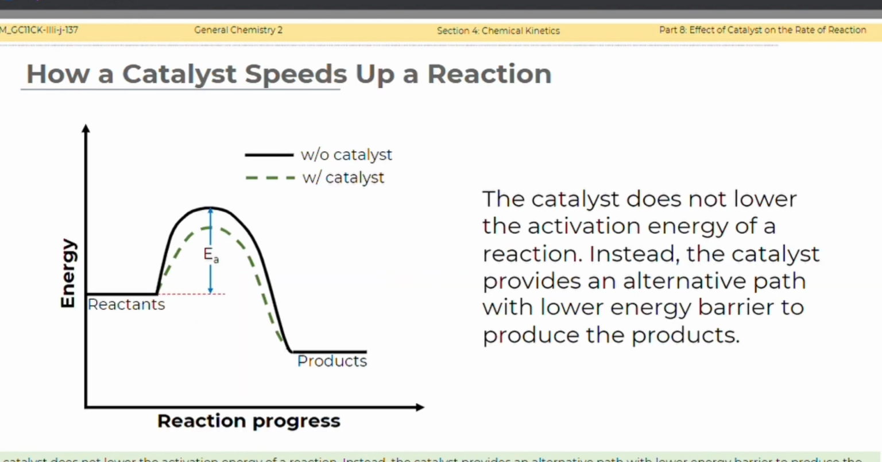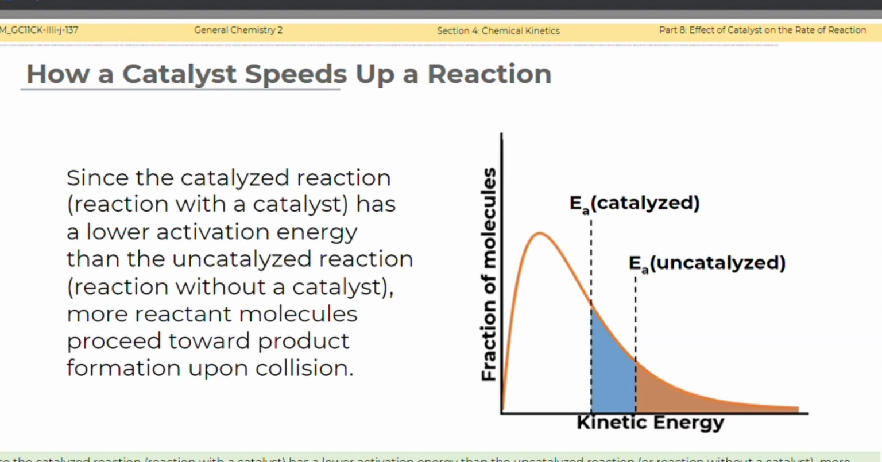The catalyst does not lower the activation energy of a reaction. Instead, the catalyst provides an alternative path with a lower energy barrier to produce the products. Since the catalyzed reaction has a lower activation energy than the uncatalyzed reaction, more reactant molecules proceed towards product formation upon collision.